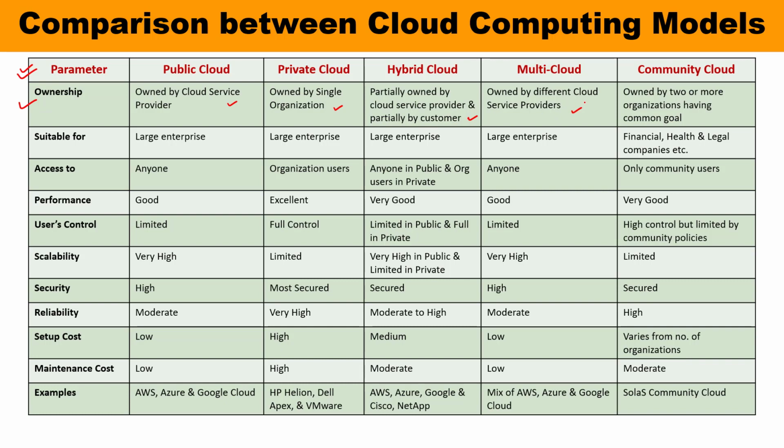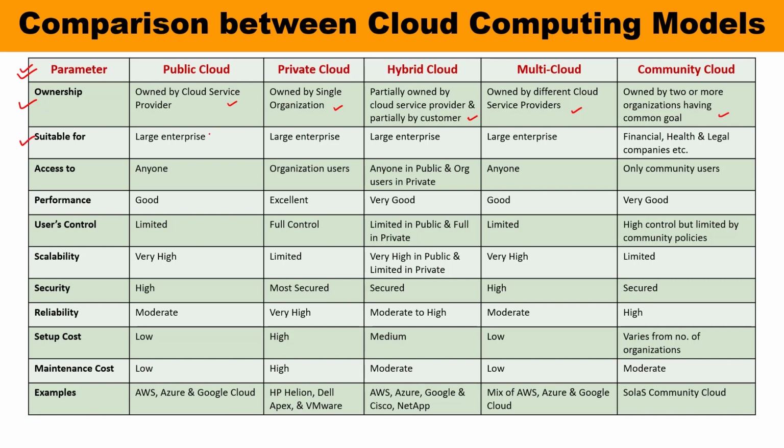Multi-cloud is owned by different cloud service providers. As I have given you the example, if one is providing us storage at the best price, we'll be taking the storage service from that cloud provider, and we'll be taking the email service from the other. That is why it is owned by different cloud service providers. While community cloud is owned by two or more organizations, meaning many organizations who have a common goal can share the same cloud.